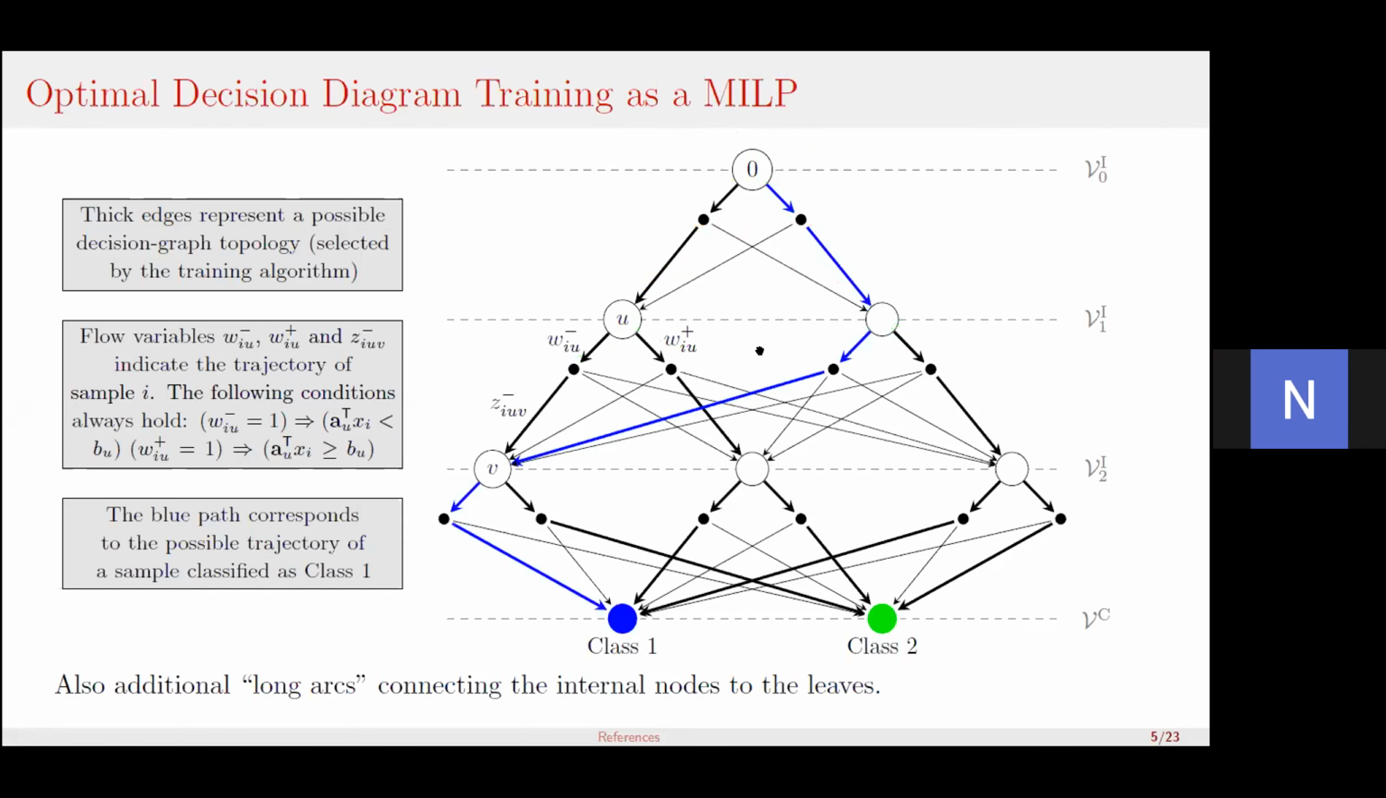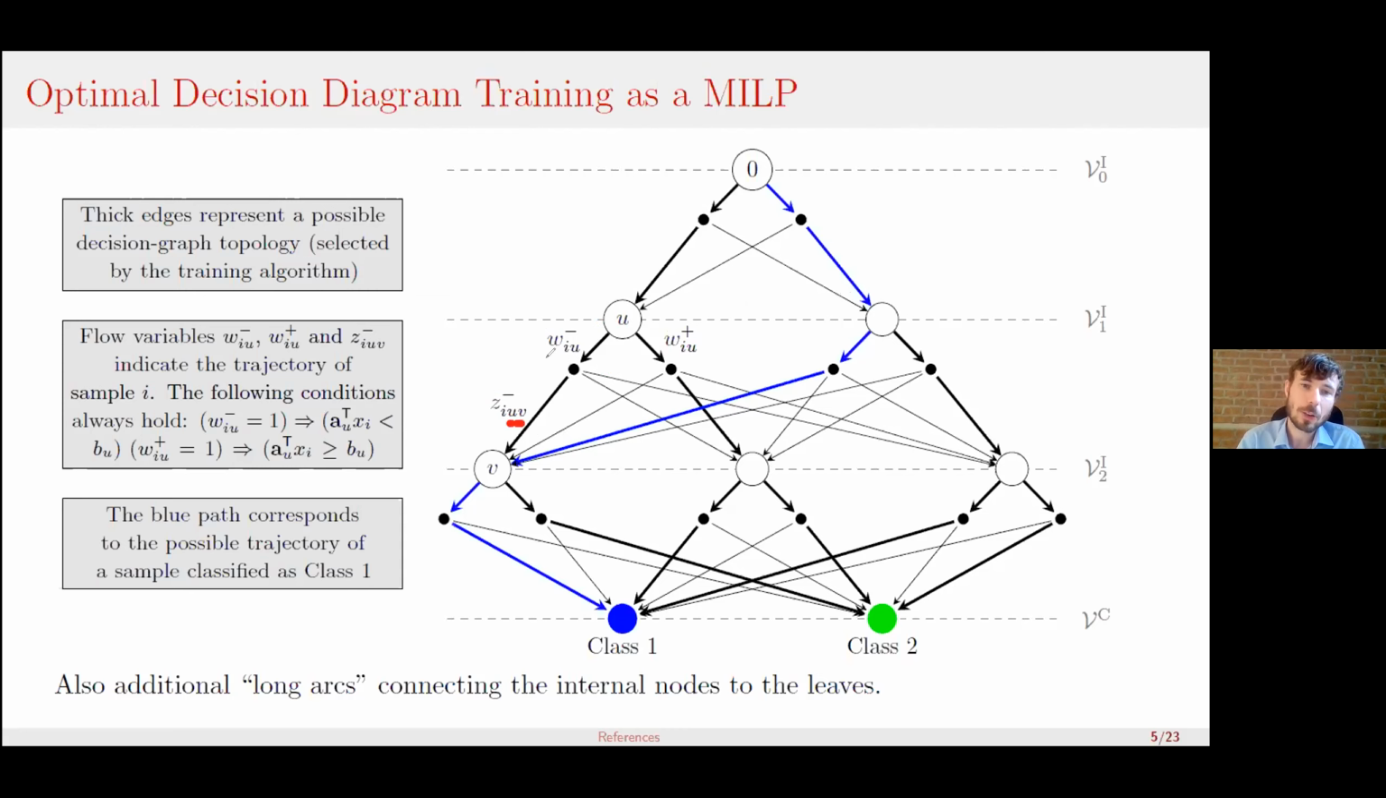So let me come back to this. We have two types of flow variables. We have the flow variable for every sample i on every node u, on the minus and plus side, that takes value 1 if the sample exits on the left side or the right side of the hyperplane at this node. And then we have flow variables that connect the positive and negative outcome of each node u to every node v of the next layer.